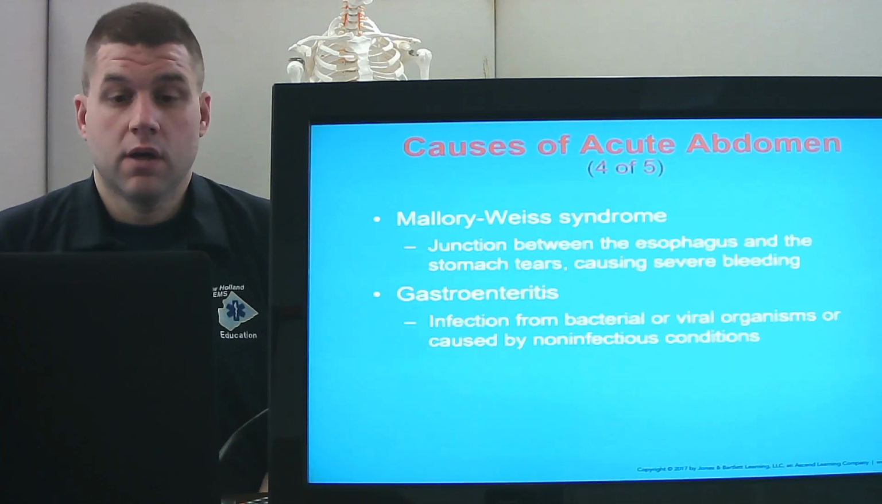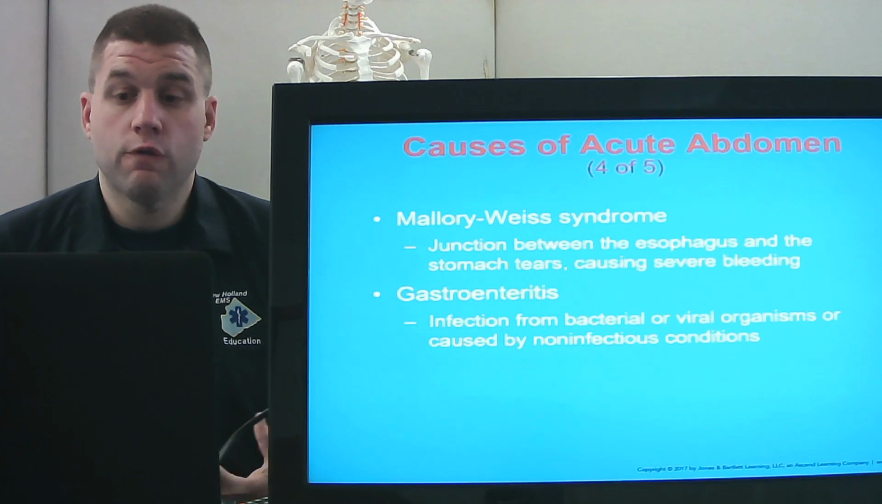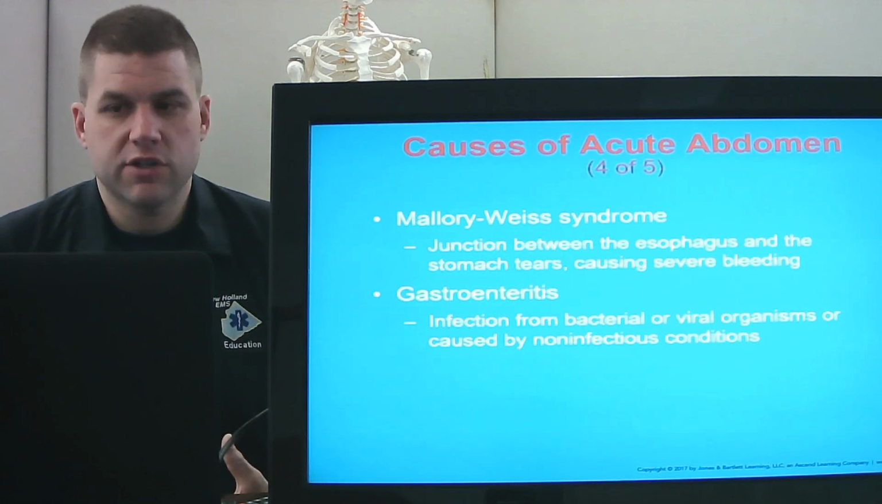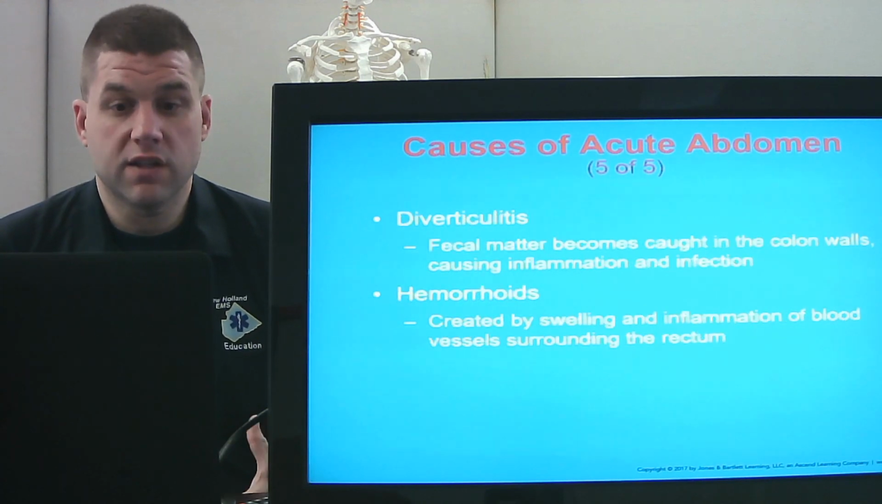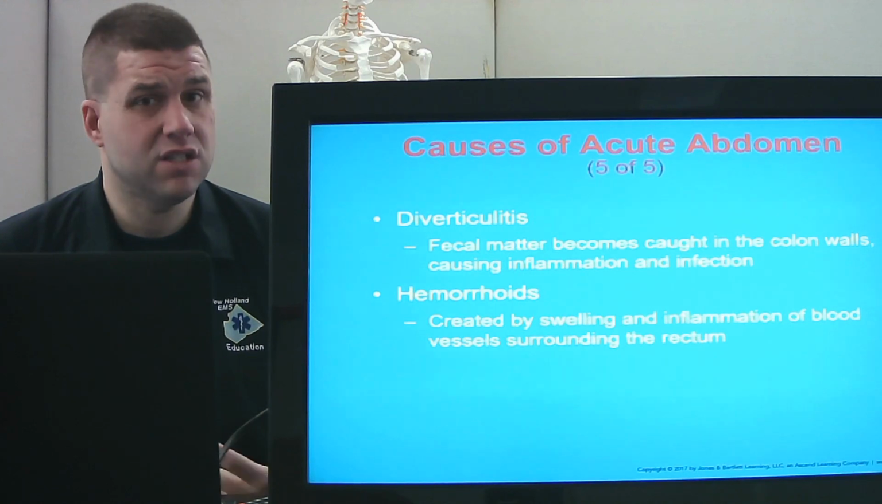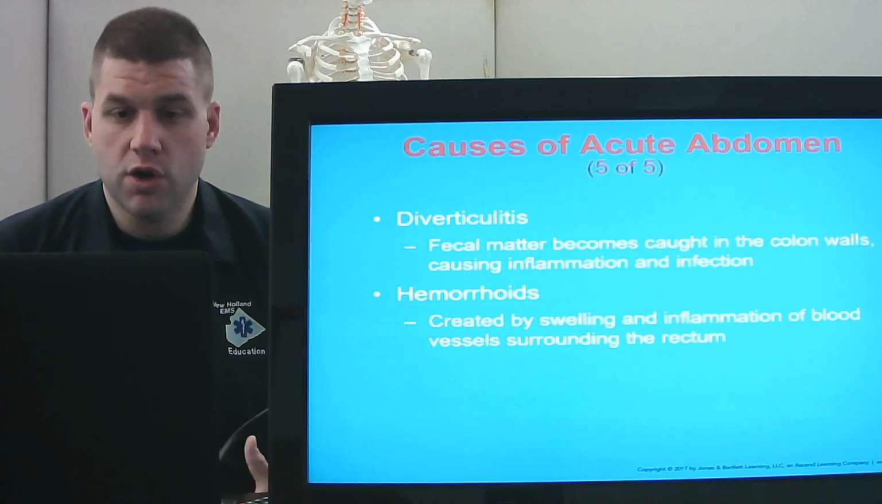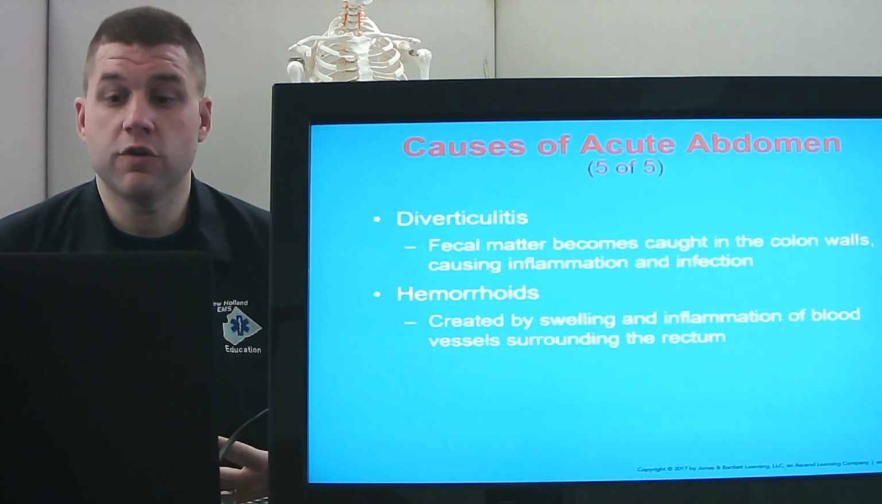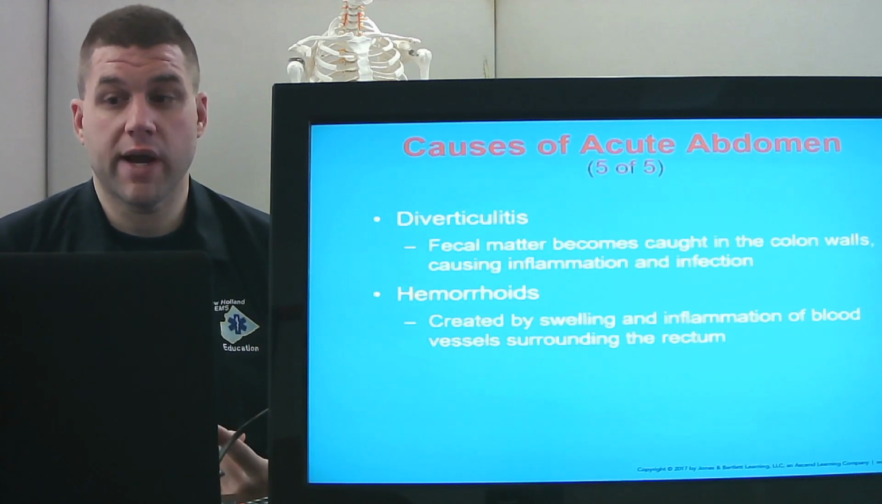Gastroenteritis, infection from bacterial or viral organisms, or caused by non-infectious conditions. Diverticulitis, fecal matter becomes caught in the colon walls, causing inflammation and infection. Hemorrhoids, we all know what hemorrhoids are. They're created by the swelling and inflammation of blood vessels surrounding the rectum.